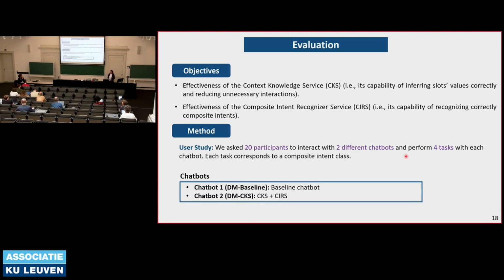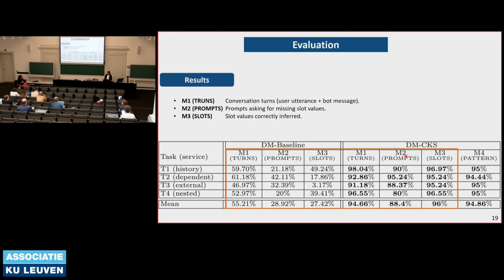We asked the participants to perform 4 tasks with each chatbot, where each task corresponds to a composite intent class. For example, here we have the 4 tasks. The first task is related to the slot value flow intent, where a missing value needs to be extracted from the conversation history. The second task is the one related to API calls intent, where the value of slots needs to be inferred from this dependent method. The third task is related to the entity enrichment, where a missing value can be extracted from an external service. And the fourth one is related to the nested method.